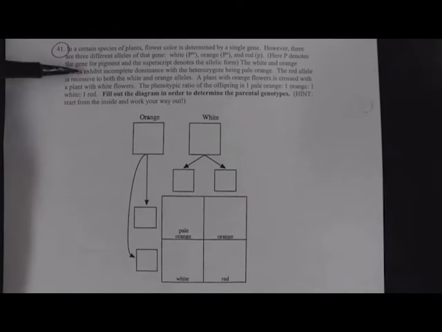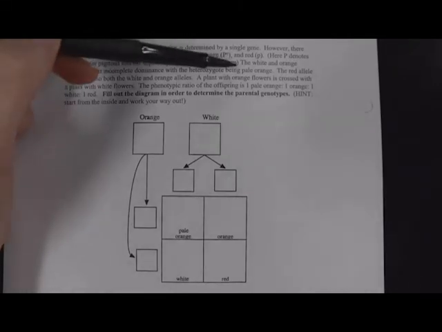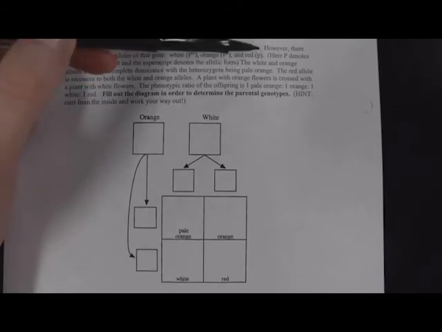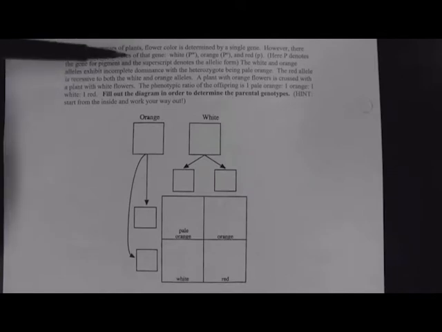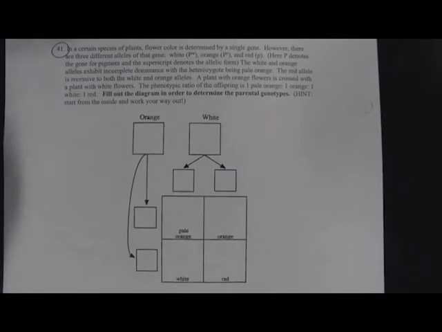It says the white and orange alleles exhibit incomplete dominance with the heterozygote making pale orange. So if you have an orange and a white allele, it's going to make pale orange. The red allele is recessive to both the white and orange alleles. A plant with orange flowers is crossed with a plant with white flowers, and the phenotypic ratio is 1 to 1 to 1 to 1. So 1 pale orange, 1 orange, 1 white, 1 red.